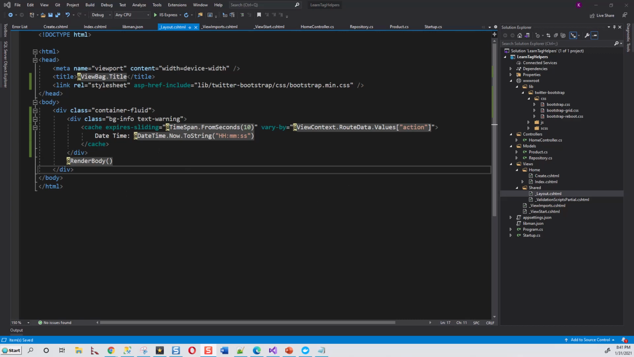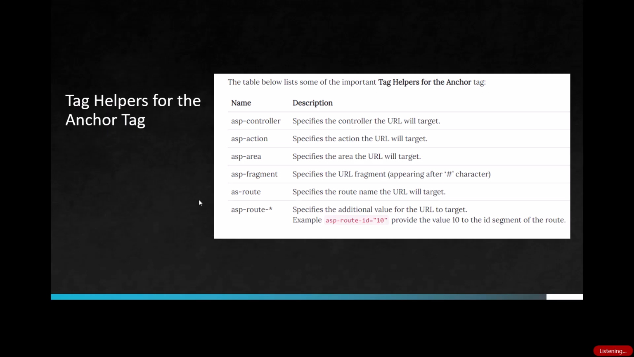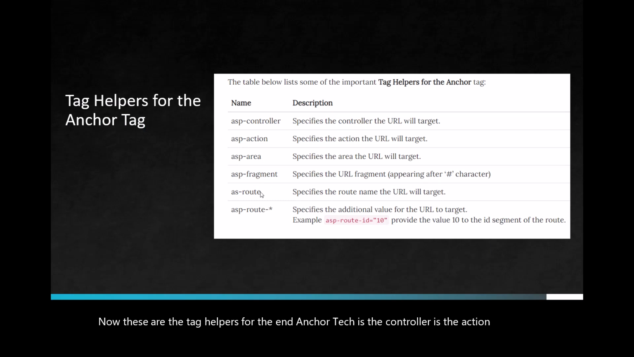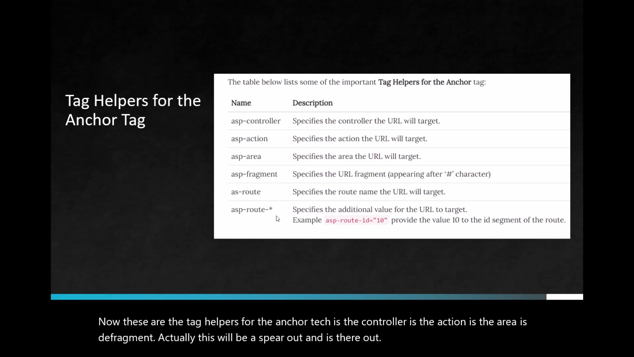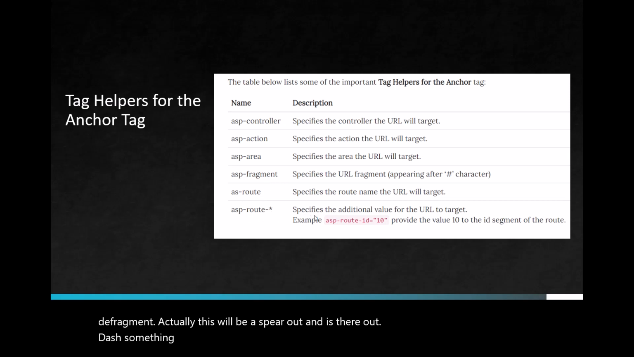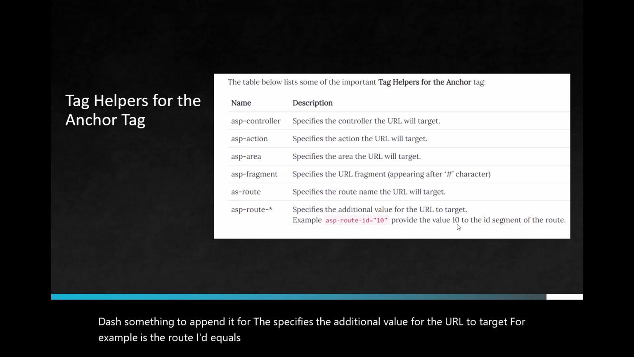Now let's come to the tag helpers for the anchor tag. These are the tag helpers for the anchor tag: asp-controller, asp-action, asp-area, asp-fragment. Actually this will be asp-route, and asp-route dash something to append to it. This specifies the additional value for the URL to target. For example, asp-route-id equals 10. This provides the value 10 to the id segment of the route.